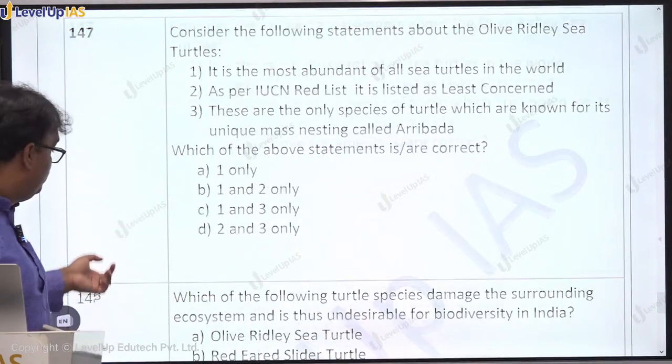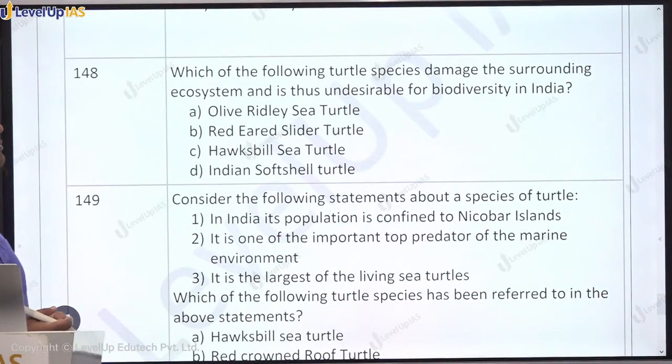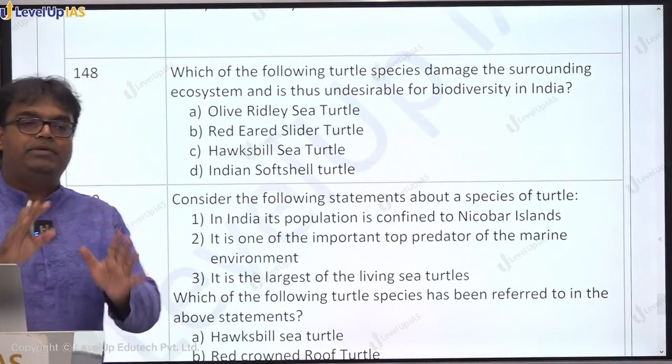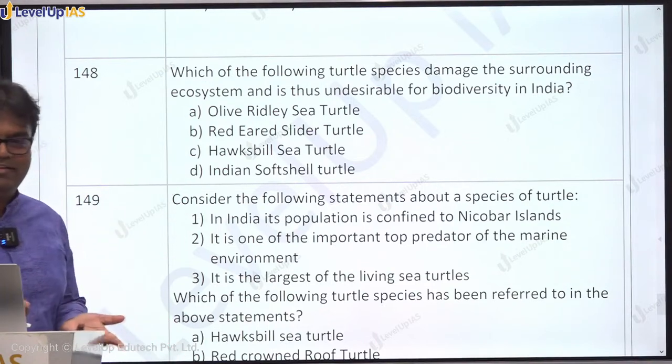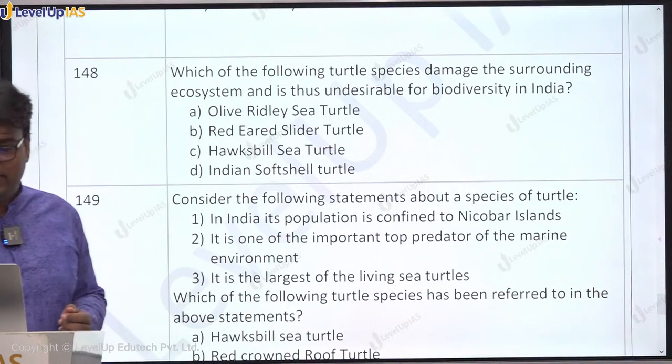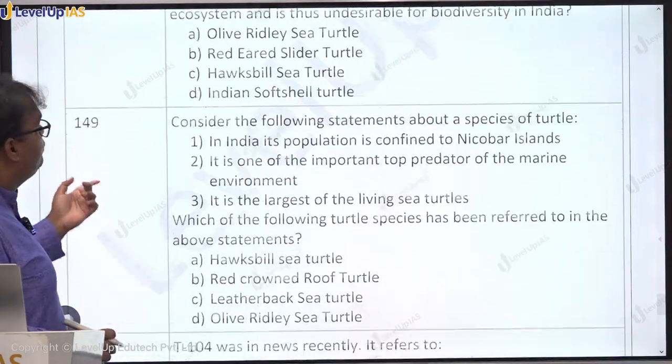148. Which of the following turtle species damage the surrounding ecosystem and is thus undesirable for biodiversity? Basically invasive. Red-eared slider turtle, we studied it, right? Red-eared slider turtle. B is the answer here. 148, B is the answer.